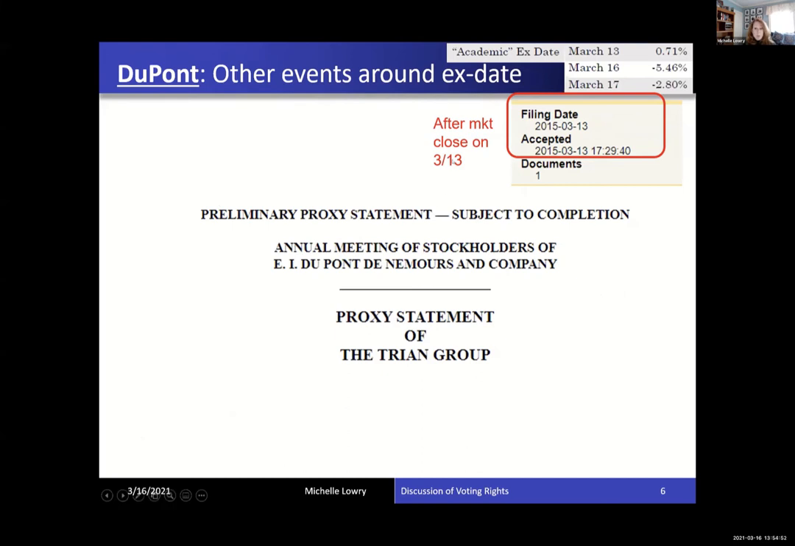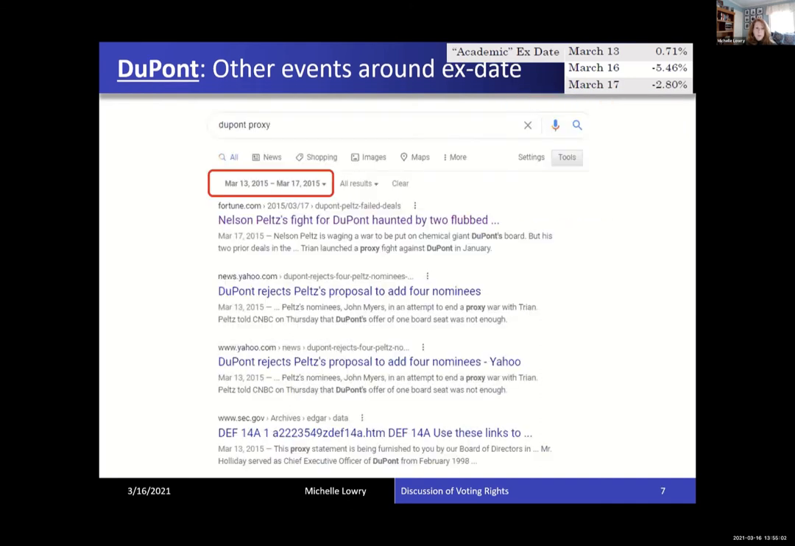After the market closed on that same Friday, we have the preliminary proxy statement that's filed by the activist, by Trian. Again, clearly a material piece of information. And consistent with that, I just did a Google search, DuPont proxy, over these days around these negative returns, and 4 out of 4 of the articles that come up top on Google have to do with these proxy filings.